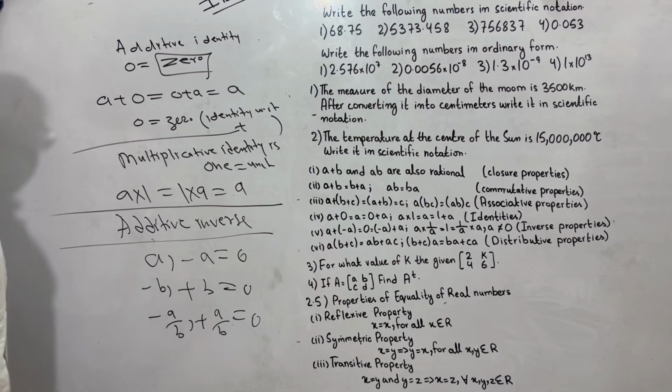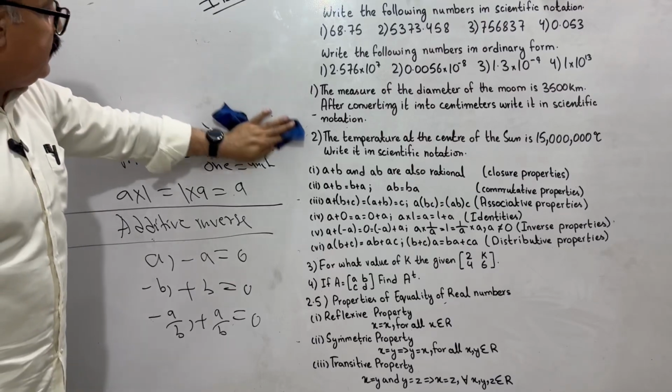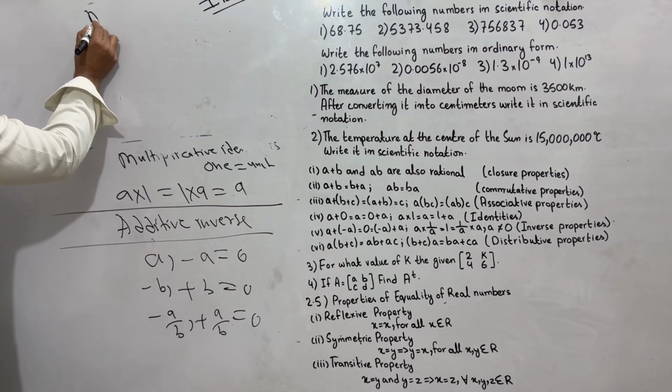What about the multiplicative inverse? Just make the power negative. Look at this, multiplicative inverse.